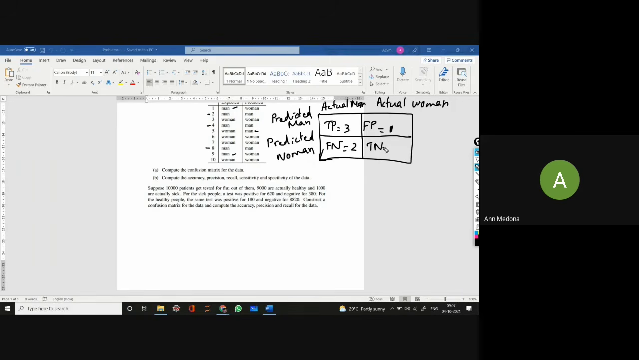Now you have to find true negative. True negative means actual and predicted values are both woman. So 1, 2, 3, 4. Totally 4 samples. Now we got the values for true positive, false negative, and true negative, so you got the confusion matrix. Now calculate the accuracy, precision, recall, and specificity. Write the formulas and calculate the values.